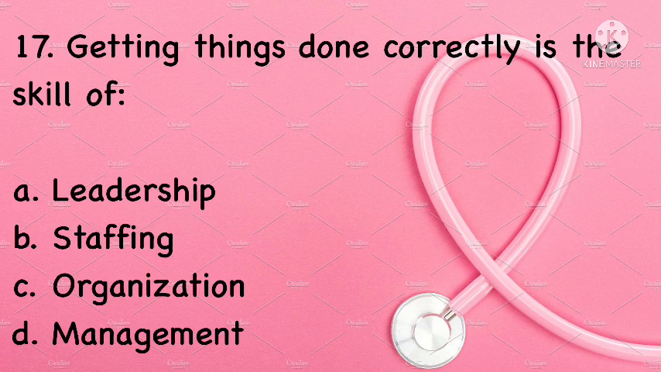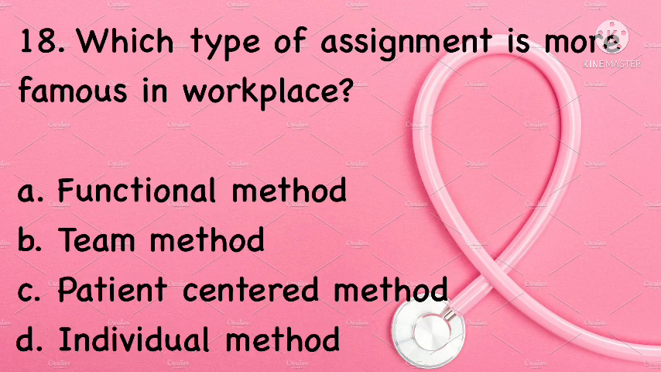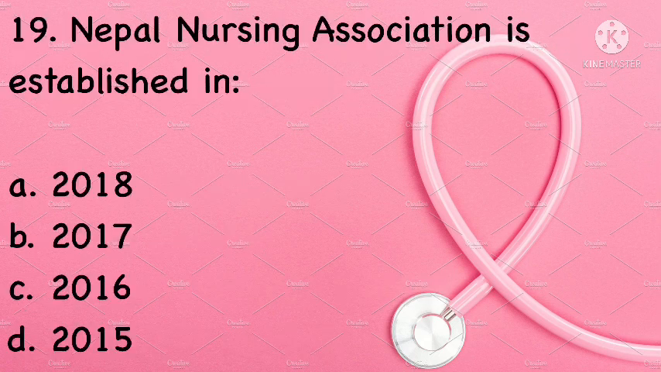Getting things done correctly is the skill of leadership, staffing, organization, management. Correct answer is D. Management. Which type of assignment is more famous in workplace? Functional method, team method, patient-centered method, individual method. Correct answer is C. Patient-centered method.